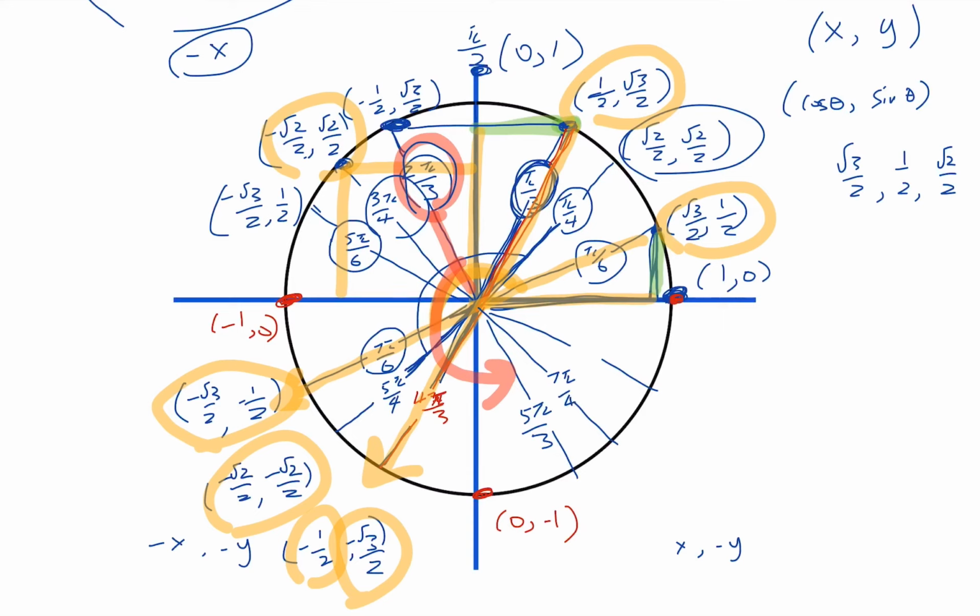And this one, let me use a highlighter. From here, I add pi to 5 pi over 6, then I get 11 pi over 6. 11 pi over 6. Okay. So that's how we get these angles.